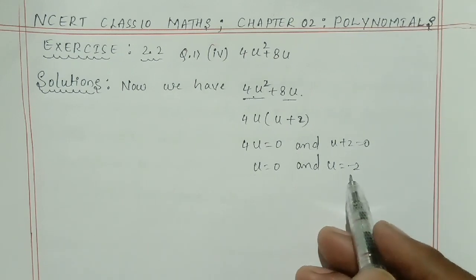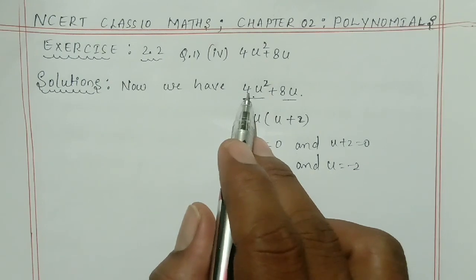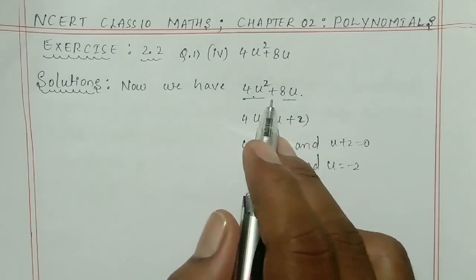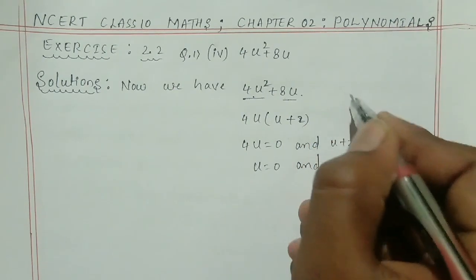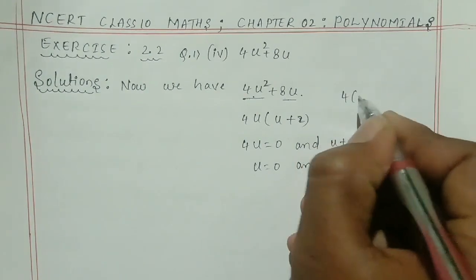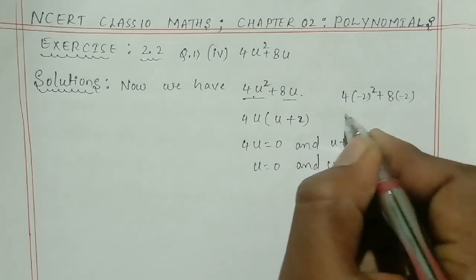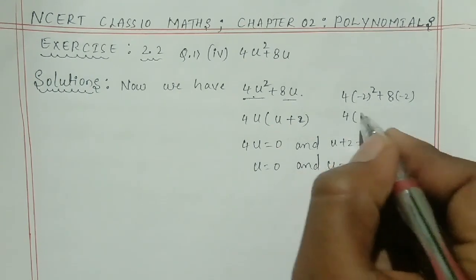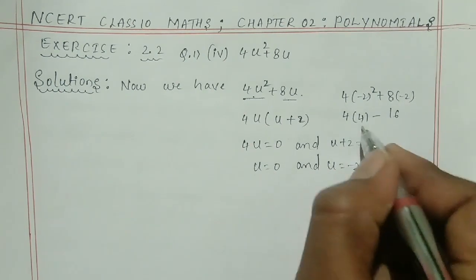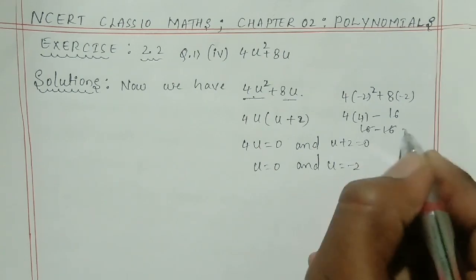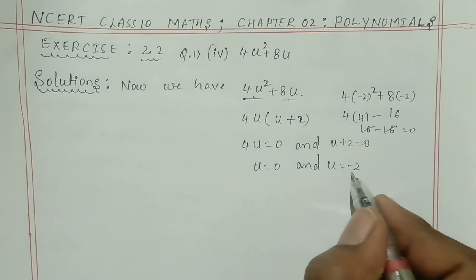And one more is minus 2. When you substitute minus 2 in this polynomial, you will get its whole value as 0. I will explain this one. Just put u value as minus 2. 4 into minus 2 whole square plus 8 into minus 2. So 4 you can write, minus 2 square is 4, plus 8 into minus 2 is minus 16. 4 fours are 16, minus 16. These two get cancelled, so you get its value as 0. So that's why this is said to be a zero of the polynomial.